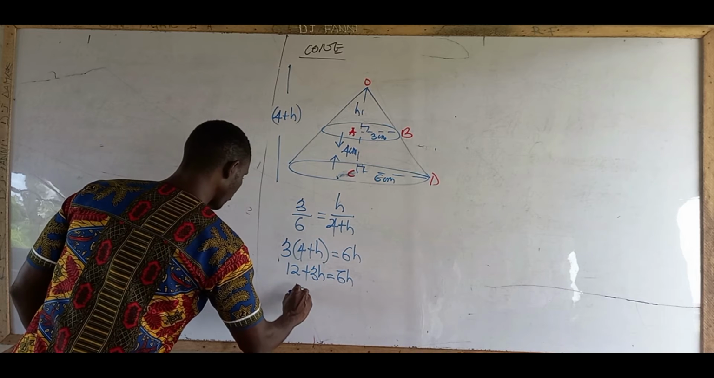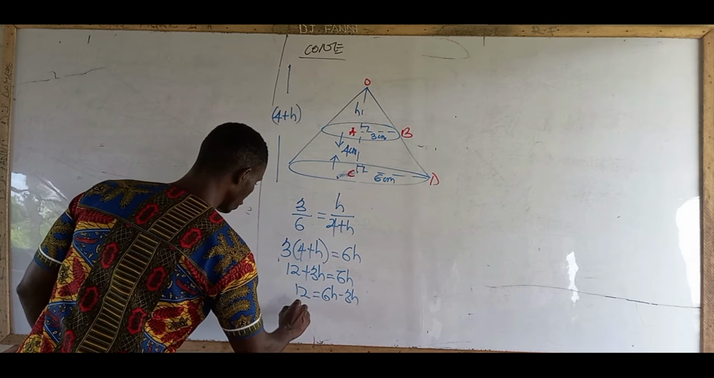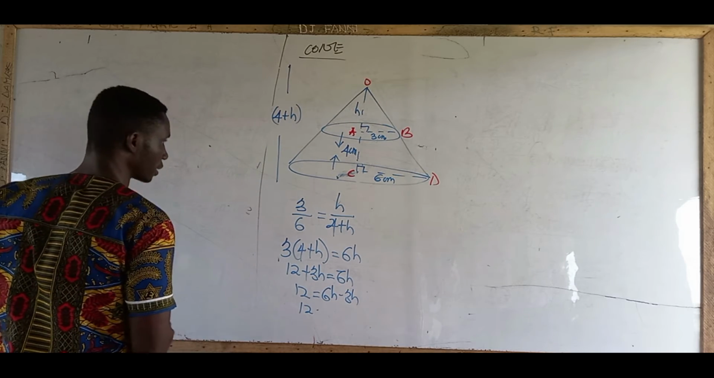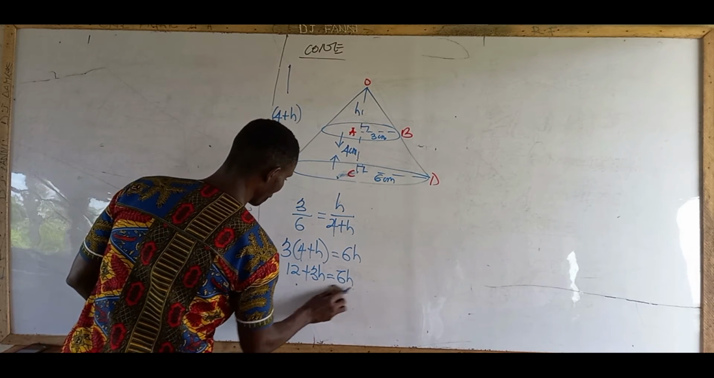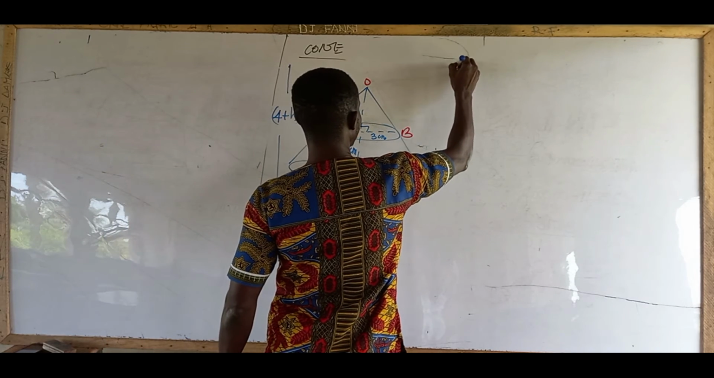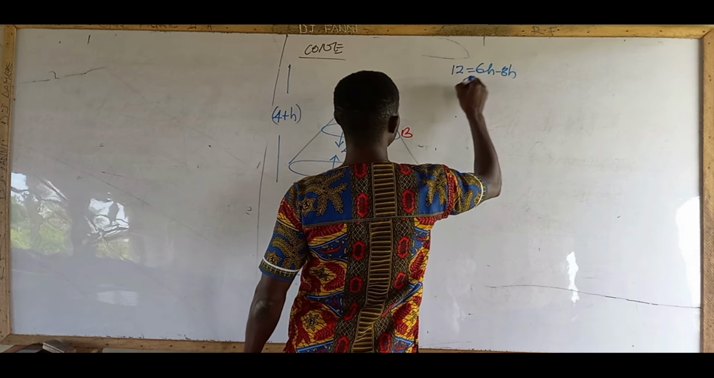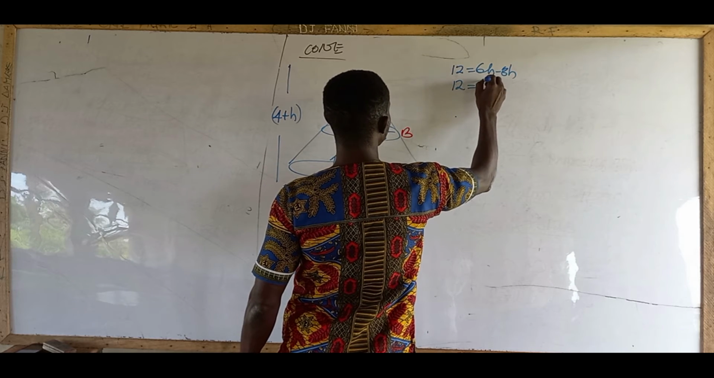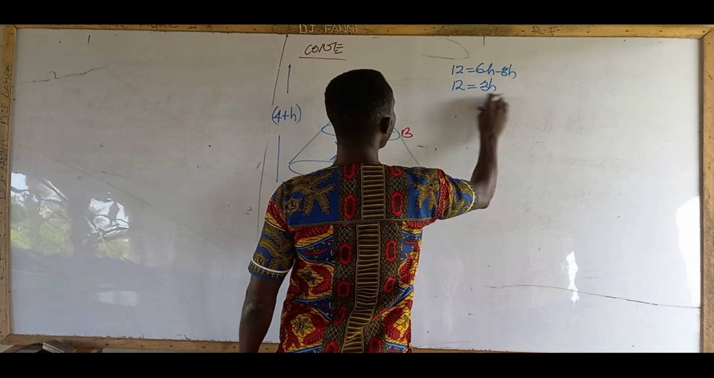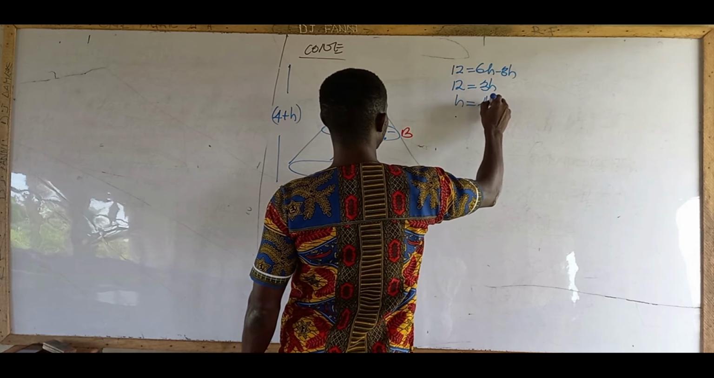So this 12 is equal to 6h minus 3h. 12 is equal to what? 3h. You divide both by 3, you get h is equal to 4 centimeters.